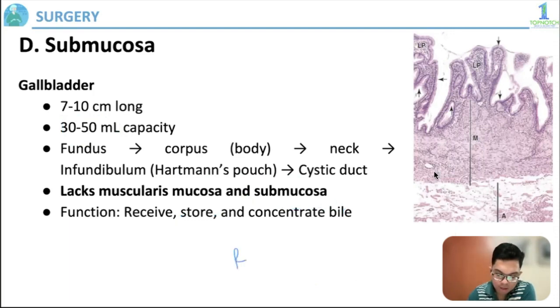Rokitansky-Aschoff sinuses. Again, Rokitansky-Aschoff. So again, 30 to 50 ml, walang submucosa and muscularis mucosa.